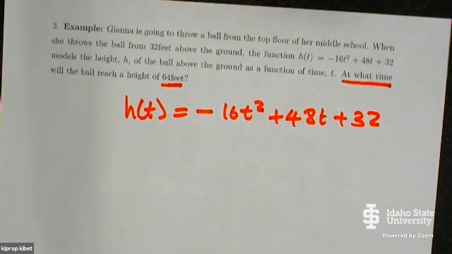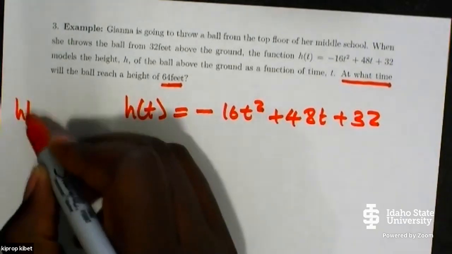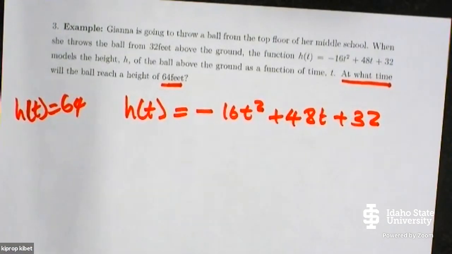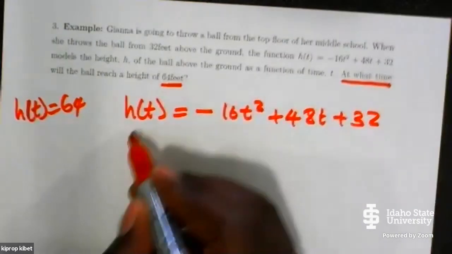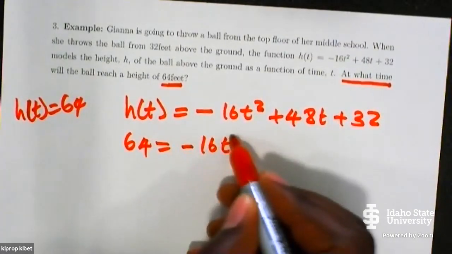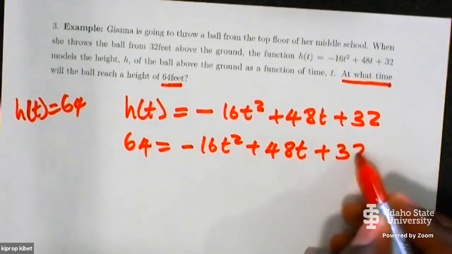So what will be the time when the height is 64? So h(t) there is what? 64. So now 64 equals -16t² + 48t + what? Plus 32.